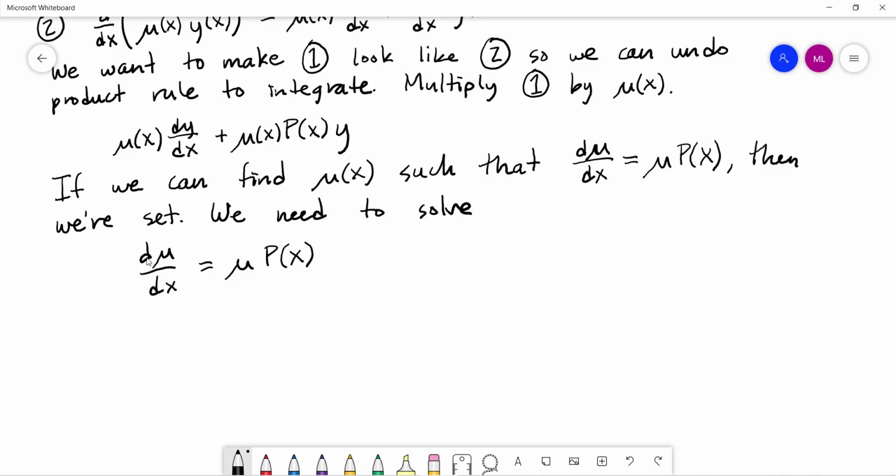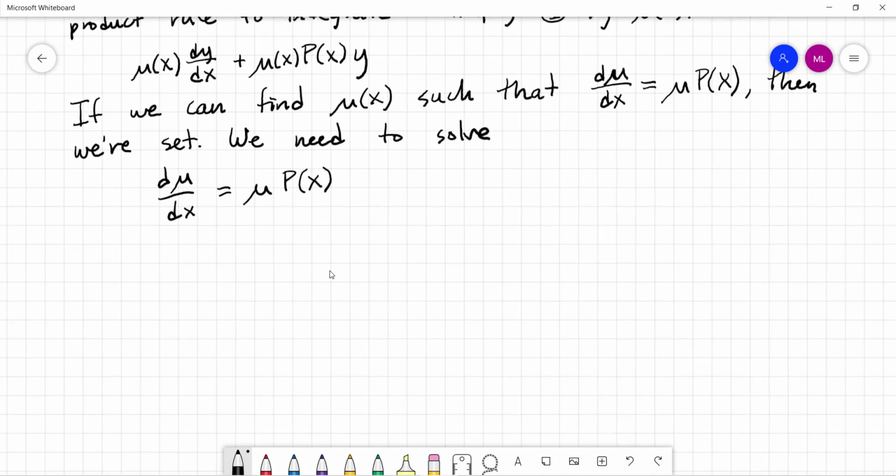And that differential equation is d mu dx equals mu times whatever p of x is. But what is this equation? What form does it take? It is separable. This one is easy. We can use our techniques that we did before.